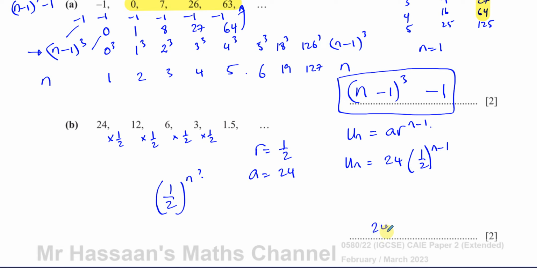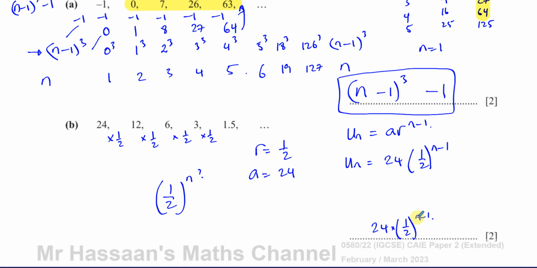So this is actually the sequence, 24 times a half to the power of n minus 1. You can write a multiplication there if you want to, you don't have to. That is this sequence, and we can test it out. When n equals 1, you have 24 times a half to the power of 1 minus 1, which is 0. So 24 times 1, which is 24. When n equals 2, you get 24 times a half, which is 12, of course.